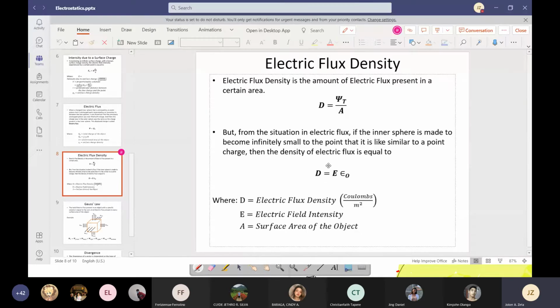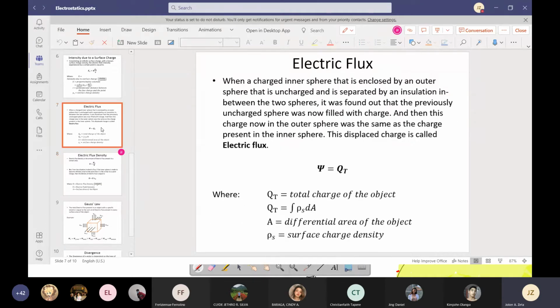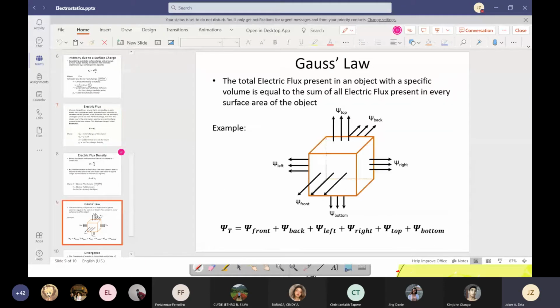So this will be the equivalent electric flux density, and that is in terms of coulombs per meter squared. It is per meter squared because we are only realizing the amount of electric flux in a certain area. But electric flux density is not that important. What is important is that we take note of electric flux, or apply electric flux. So we will focus on electric flux. Let's proceed to Gauss Law.